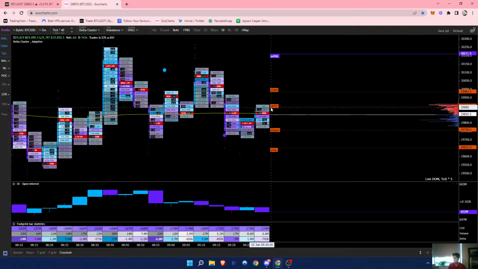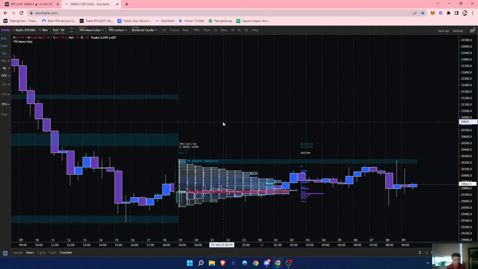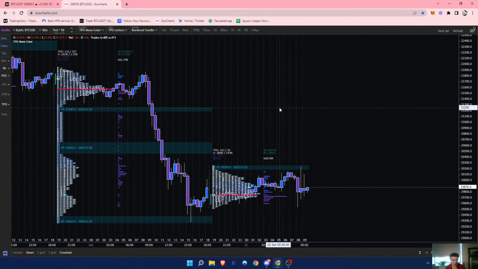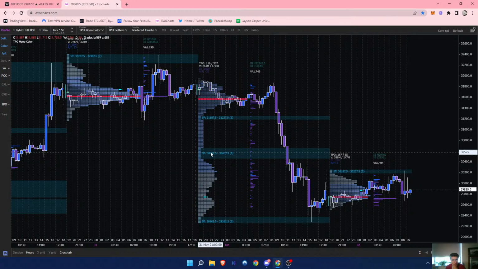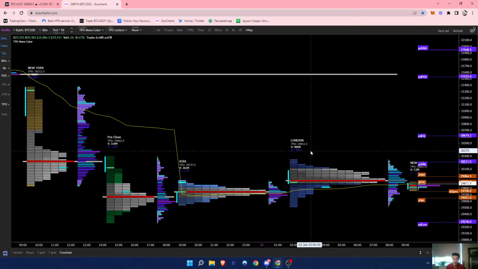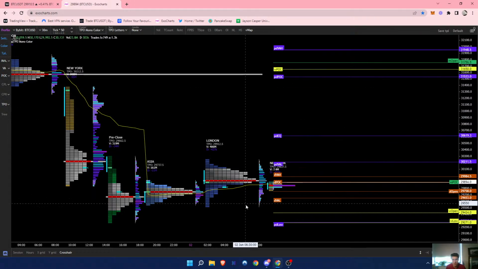Do you use TPO charts for anything else besides buying and selling tails in single prints? So this chart right here is really the only one that I use for looking at single prints, buying tails and selling tails. And then of course I use this, merging sessions, to actually look at sessions, naked sessions. So you can see we have a naked session point of control up here.